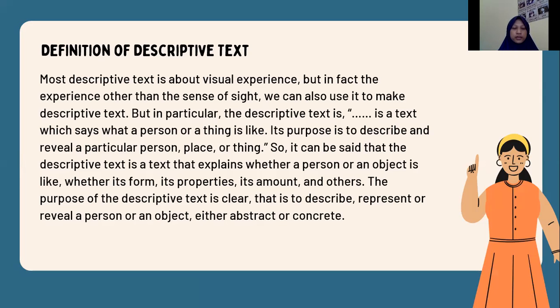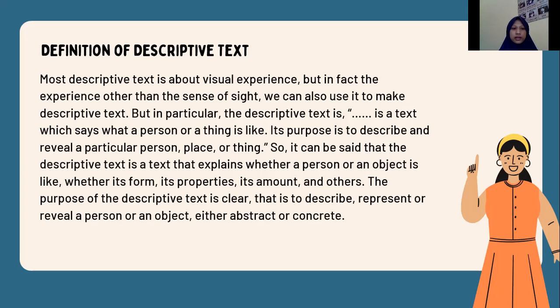Most descriptive text is about visual experience, but in fact, the experience other than the sense of sight, we can also use it to make descriptive text. But in particular, the descriptive text is a text which says what a person or a thing is like. Its purpose is to describe and reveal a particular person, place, or thing.